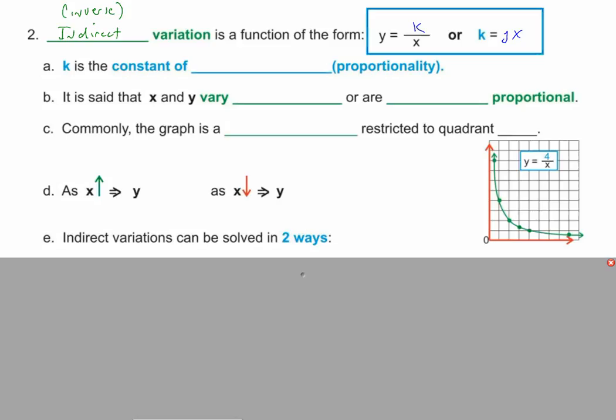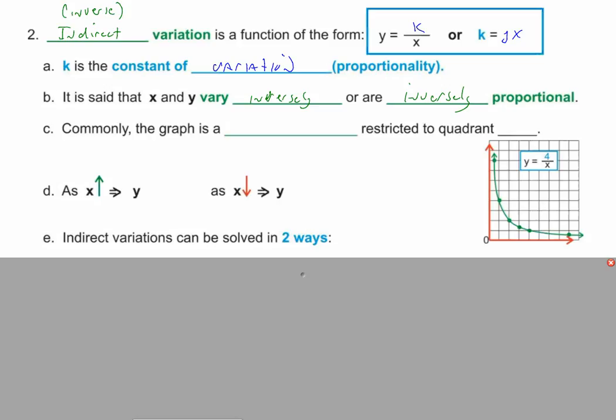All right, so again, k is still the constant of variation or the constant of proportionality. And again, you're going to say x and y vary inversely or indirectly and are inversely proportional or indirectly proportional. Depends on who's talking, which way they say it. Same thing.